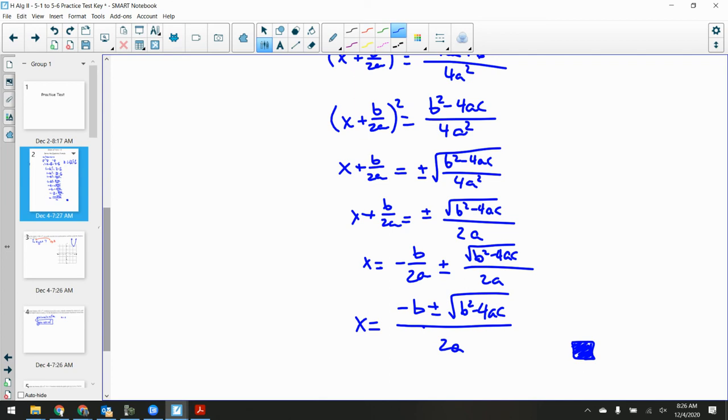Wait, why'd you stop putting it in parentheses? Oh, because I square rooted the other side, yeah. Again, you can memorize this, but it's a good idea to understand what's happening, to understand that all we are doing is completing the square.